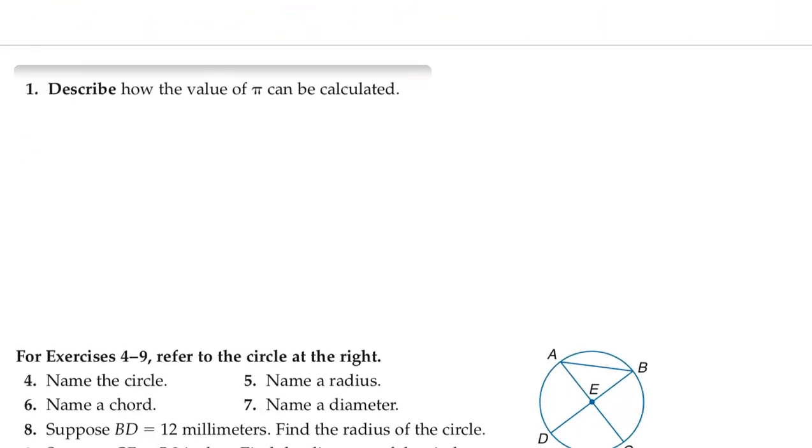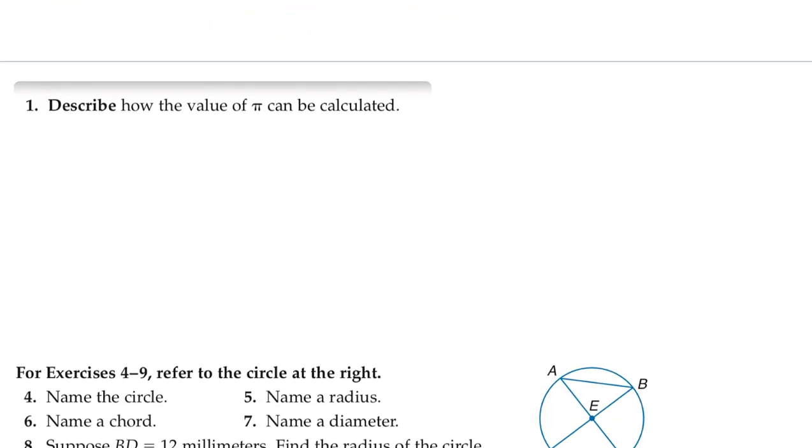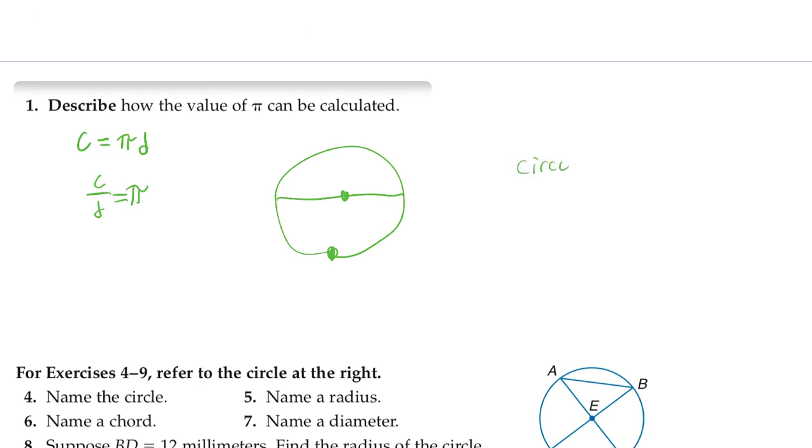All right, so let's do some problems. How the value of pi can be calculated. Well, circumference equals pi times diameter. So you can just divide by diameter on both sides, and you get pi equals the circumference divided by the diameter. That's how. You could put a string around something and measure that. Then you could put a string across the middle and measure that, and then just go, okay, what was the big circumference length that I got with my string divided by my diameter length that I got with my string?